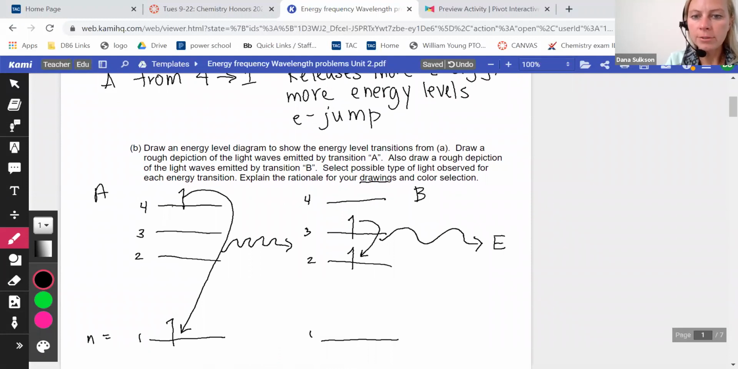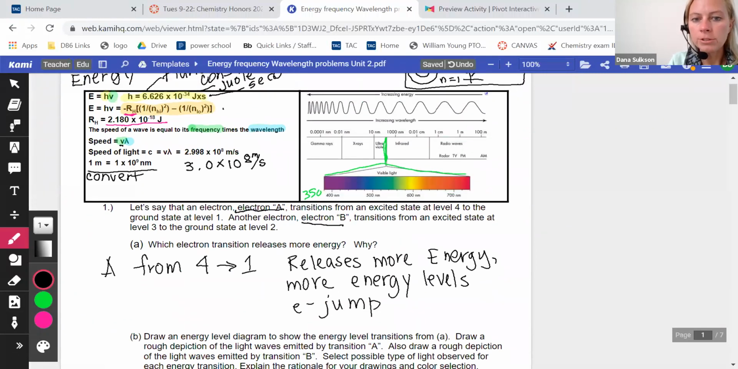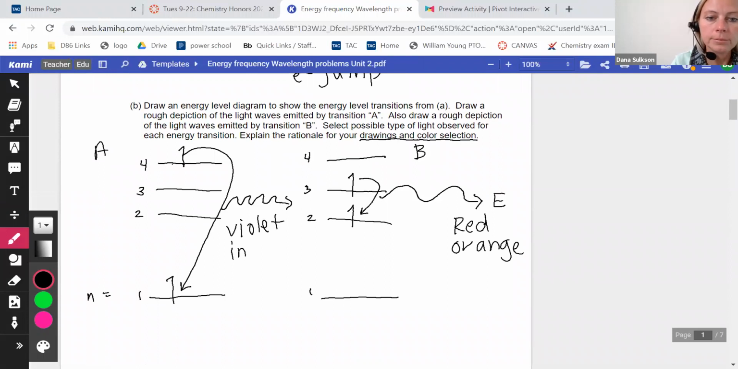But I also ask you, tell me what you think the color would be if you're comparing the two. Well, here you have more energy for A versus B. More energy means you're down here on the visible light spectrum of violet or indigo versus red or orange. So I'll write red, or you could write orange. If that's the case, you're going to compare this to violet or indigo. You could have just written red and violet or orange and indigo.